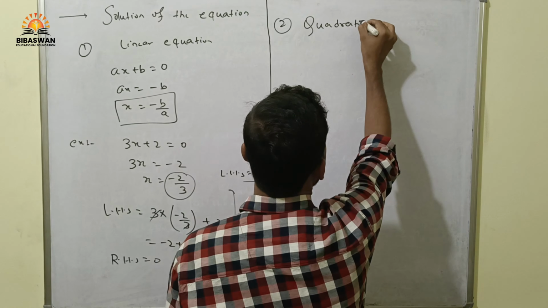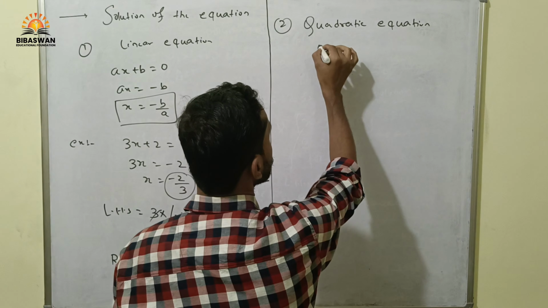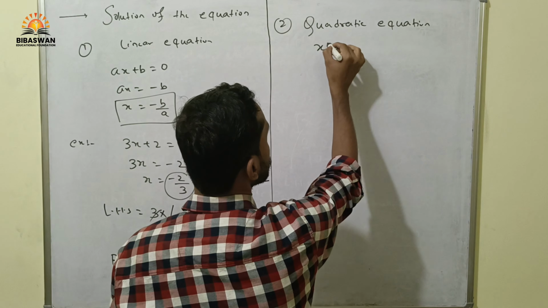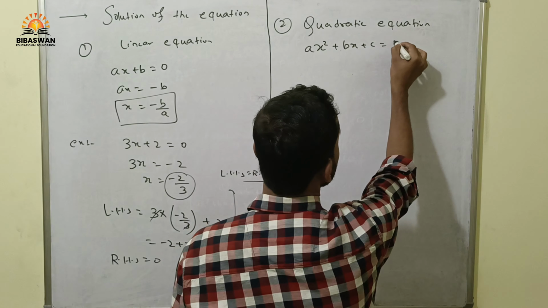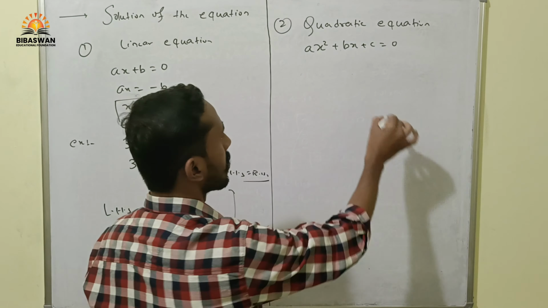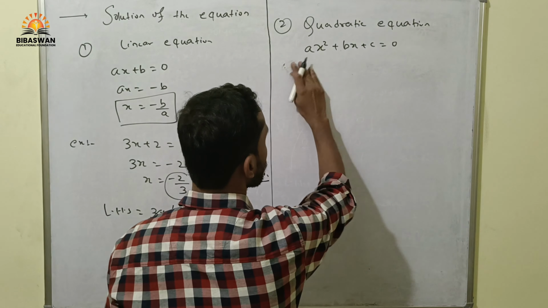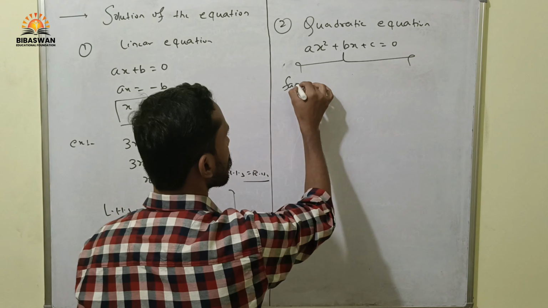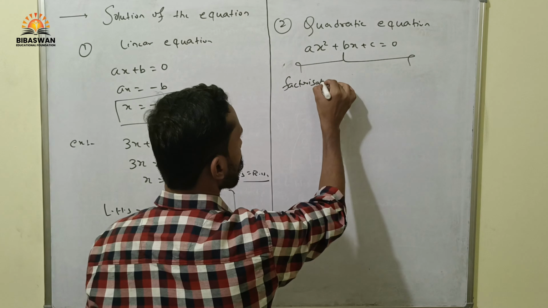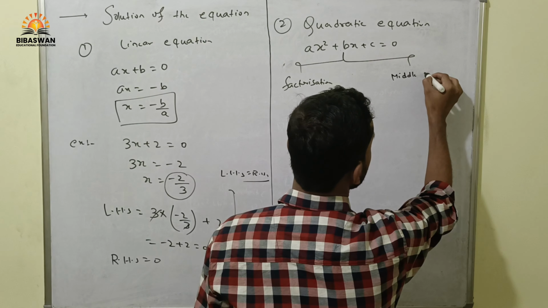Quadratic equation. The form of a quadratic equation: ax square plus bx plus c is equal to 0. There are two methods to solve the question. The first method is the factorization method, and the second is the middle term split method.